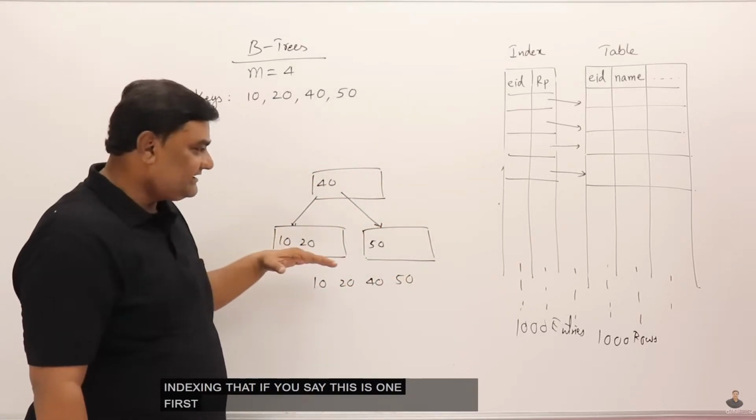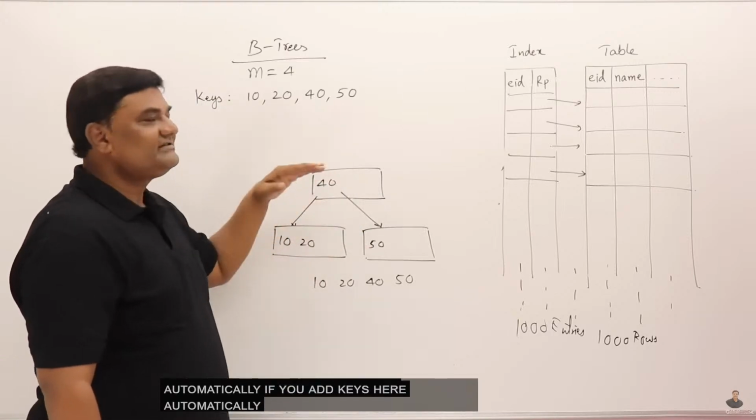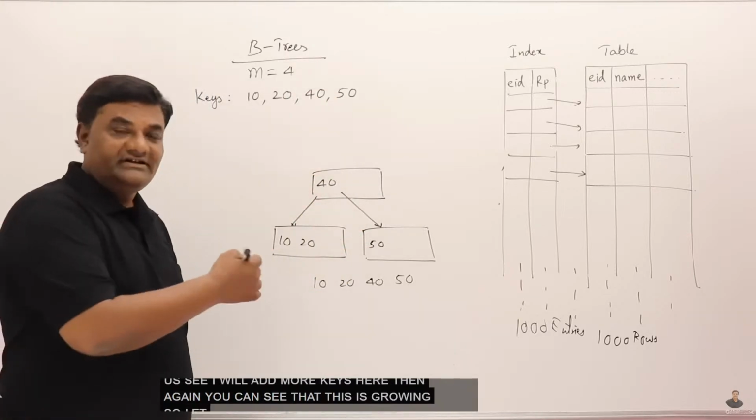If you say this is one first level index, then out of that the second level index is created automatically. If you add keys here, this is created automatically. Now let's see. I will add more keys here, and again you can see that this is growing. So let's continue. I will insert 3 more keys.